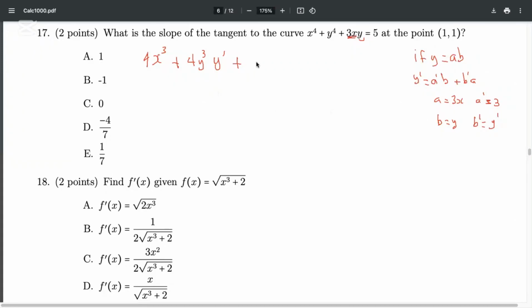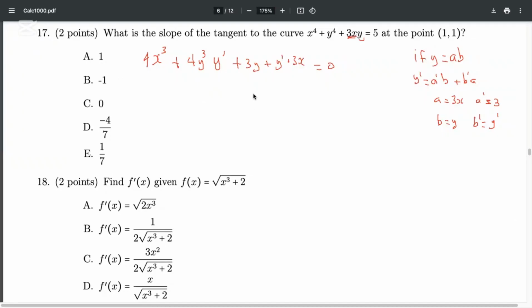Now we're going to start applying the product rule for calculus. So it's a prime, which is 3, times b, which is y, plus b prime, which is y prime, times a, which is 3x. And then this equals the derivative of 5; the derivative of a constant is 0.